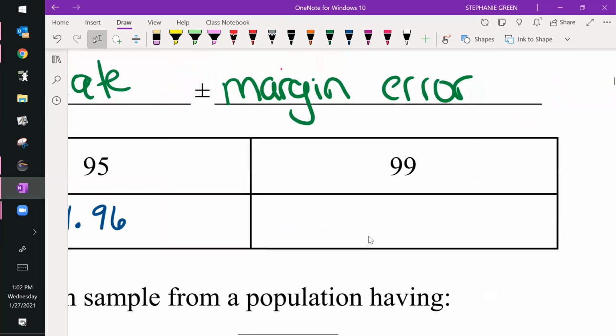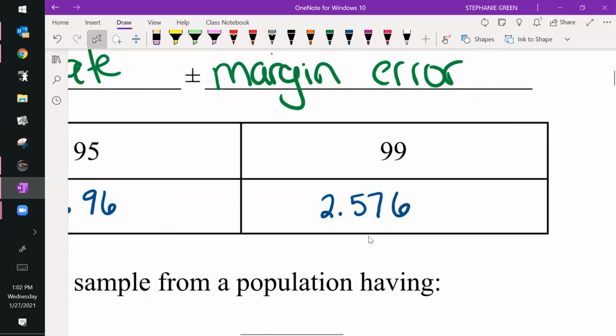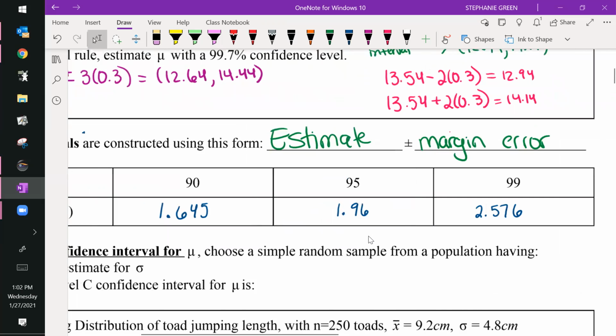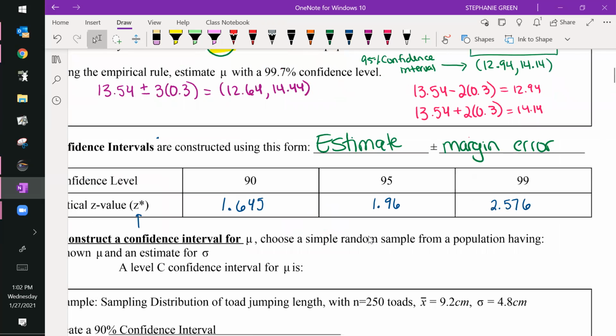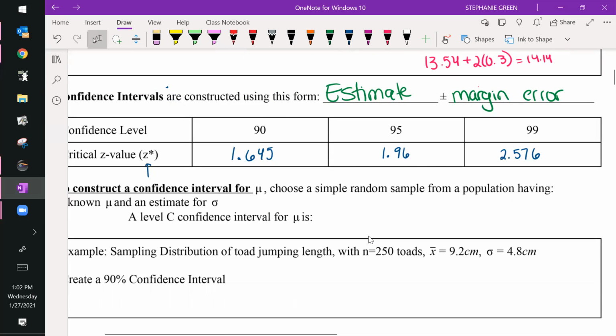Okay, and the last one, 99% confidence level, we're going to use a critical z-value of 2.576, so a little less than 3. Okay, so there's our numbers here. And we'll talk about on the next page specifically how you can get those z stars if you don't have them memorized. Okay, it's actually very quick and easy. There's several ways to get these critical z-values without having them memorized. Okay, but for now, we'll just use that table.